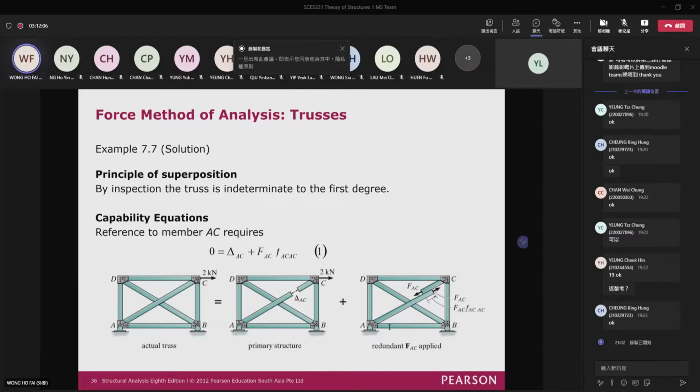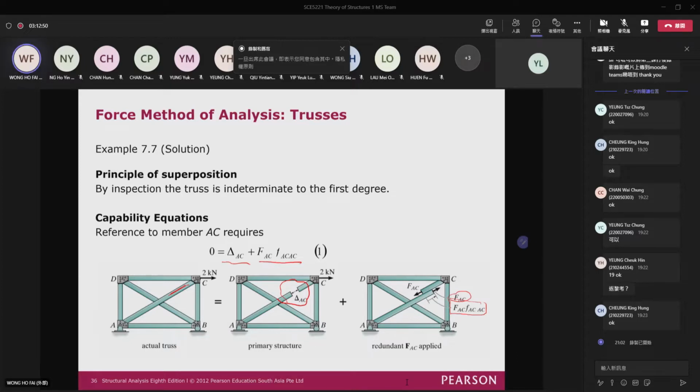And again, first of all, you will take away the redundant supports or redundant members. So you will take away the force inside this member, and then you will find the deflections. And then afterward, you will add back the force and then find the deflections. It's originally the same member, so the deflection is equal to 0. So you have delta AC plus FAC and then small FACAC. Then it must be equal to 0. You just use these compatibility equations then to find the answer.